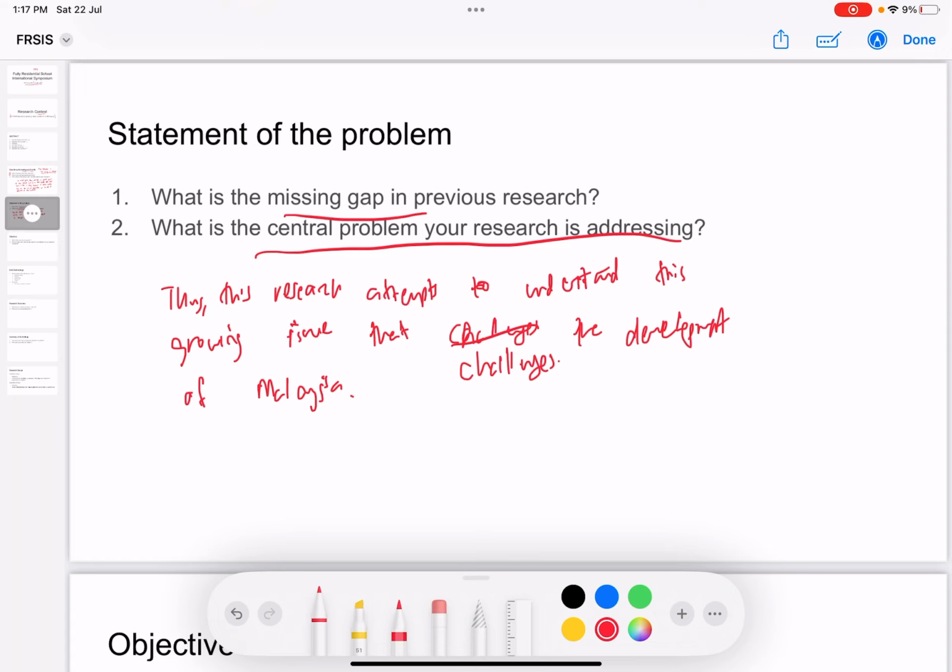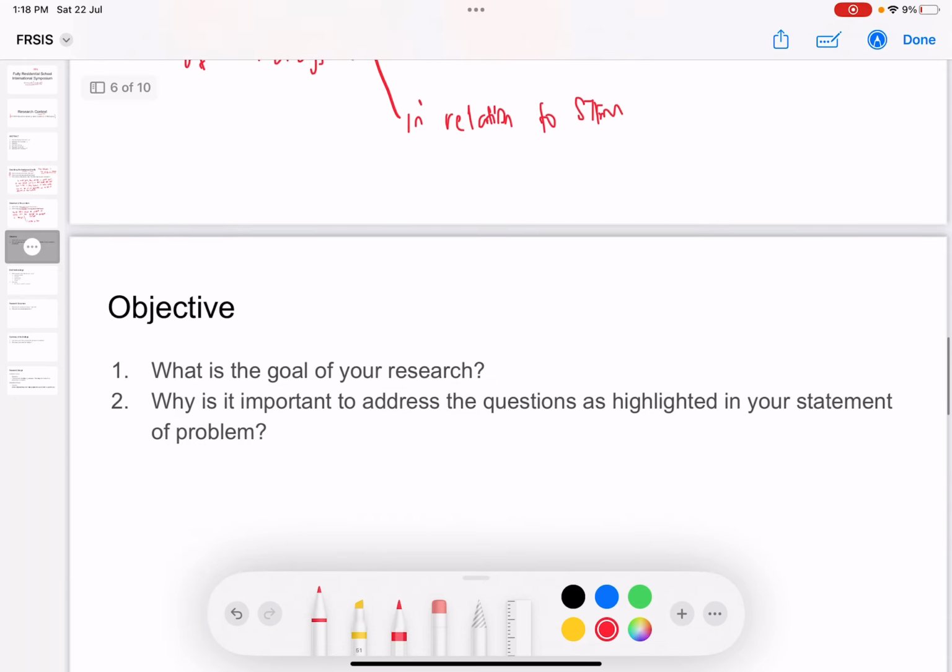So again, this is very superficial on the surface. You want to be deeper. So thus this research attempts to understand this growing issue in relation to STEM education that challenges Malaysia's position in the knowledge economy, for example. Okay, because STEM education somehow relates to knowledge economy, right? So that is the big highlight nowadays. So again, you can do something like that.